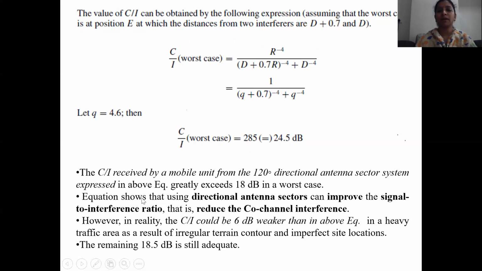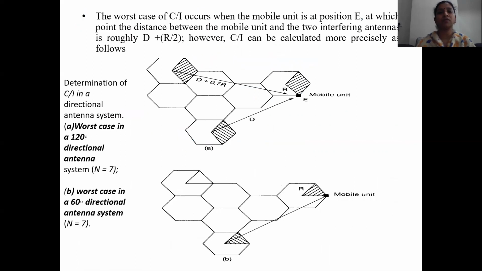This greatly exceeds 18 dB, and the equation shows that using directional antennas can improve the signal to interference ratio and also reduce the co-channel interference. In reality, the C/I could be 6 dB weaker than the above, that is 24.5 dB, in a heavy traffic area. If we subtract 6 dB from 24.5 dB, the remaining 18.5 dB is still adequate when you go for directional antennas in place of omnidirectional antennas. This is the system design for K equal to 7 and the 3 sector case.